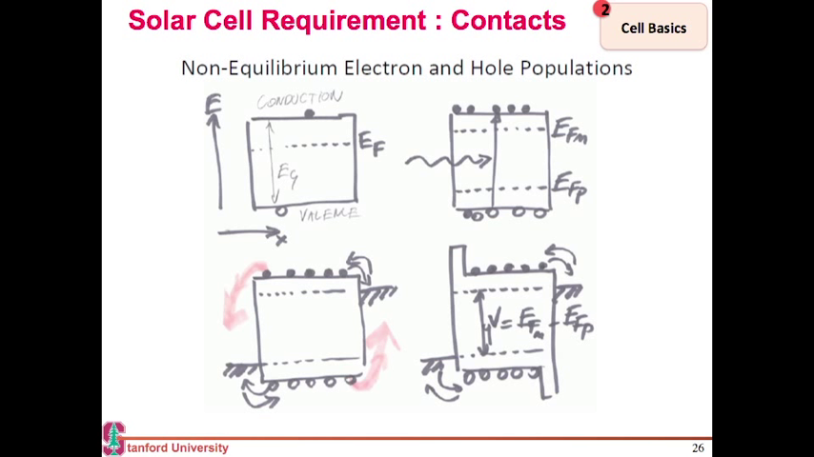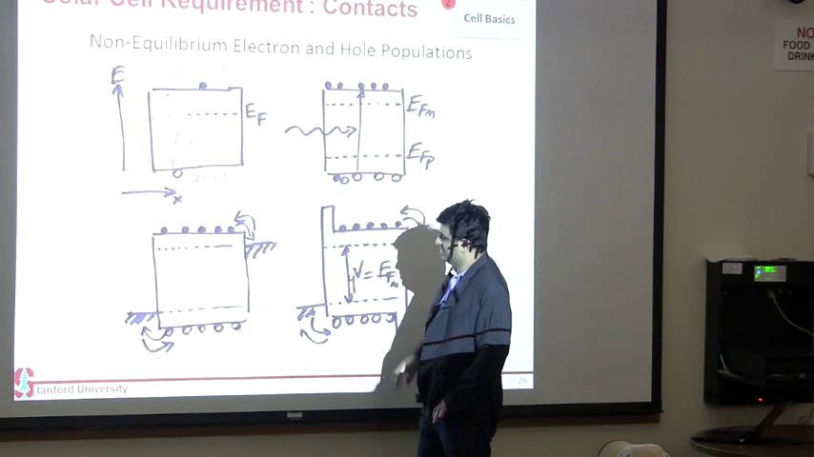So when light hits, I generate these electrons and holes. And all I need is a contact which is selective to holes, and a contact which is selective to electrons. I could achieve that in many ways. I could achieve that in a p-n junction. That's the way a lot of you thought about it. So in a p-n junction, I'll have these two quasi-Fermi levels, and I can separate them using this p-n junction. But that's not the only way.